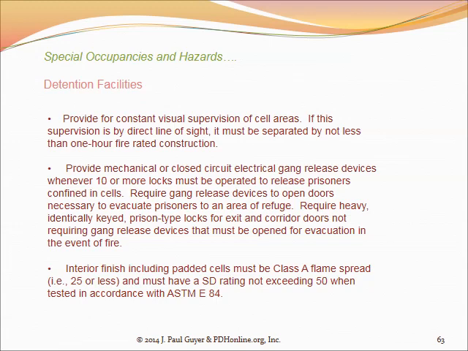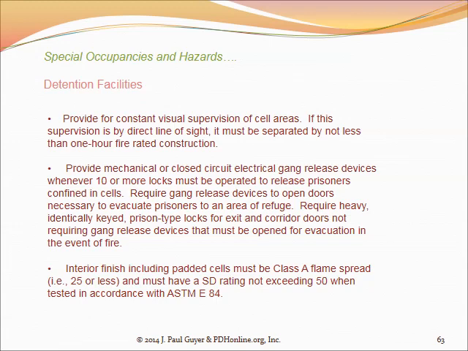There needs to be a mechanical or closed circuit electrical gang release device whenever 10 or more locks must be operated to release prisoners. And there are other requirements and best practices as far as prison design is concerned.